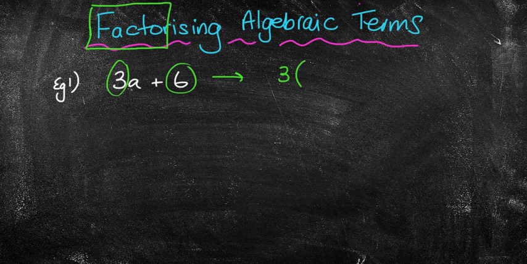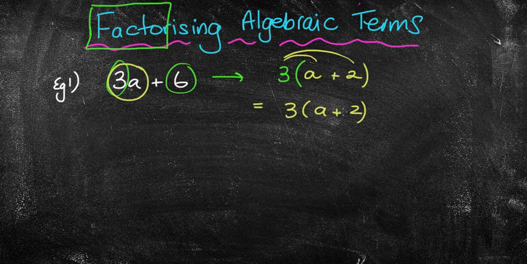And then often what we do is we test it. 3 times something makes the 3a. Well, that's 3a, as you can see, 3 times a. I've got a plus in the middle, and 3 times 2 makes the 6. So my answer there is just 3 outside of a plus 2. So again, factorising just means to put back into the brackets as opposed to expanding, where we expand the brackets out. So we get cases like that first one where you've got a common number.